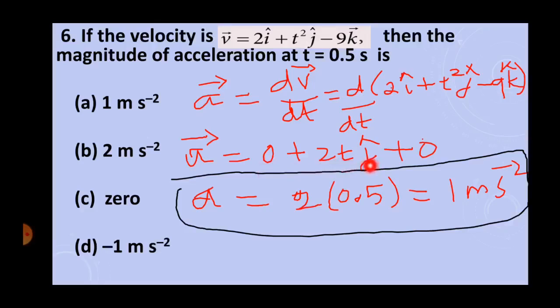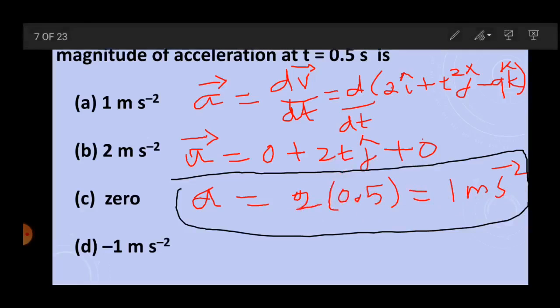Now we can calculate the magnitude of acceleration. So students, the modulus of a, or a, is equal to 2 into t, and the value of t is 0.5. So multiply and get the answer 1 meter per second square. This is the answer. So students, option A, 1 meter per second square.